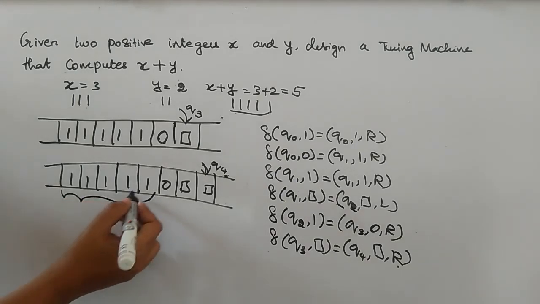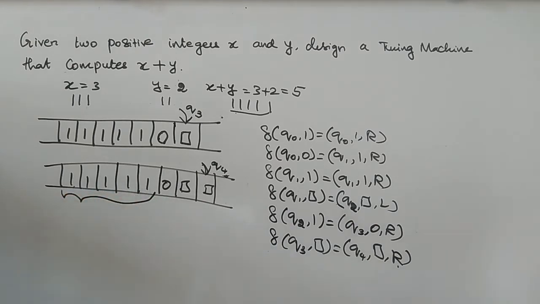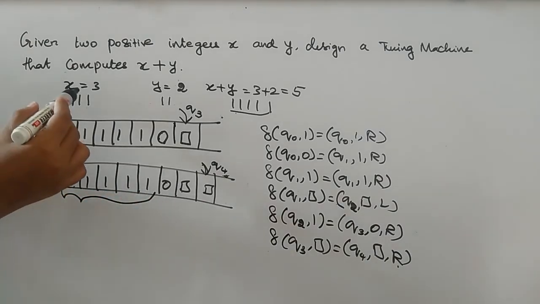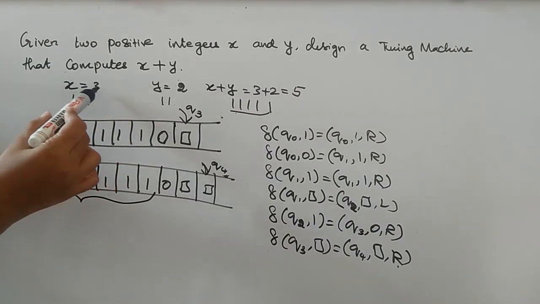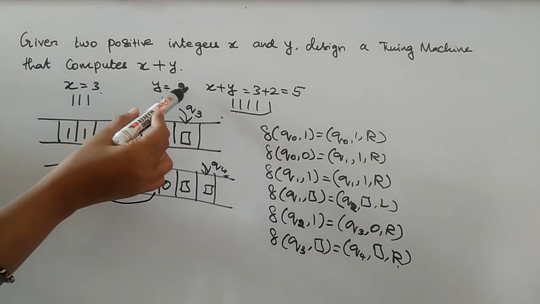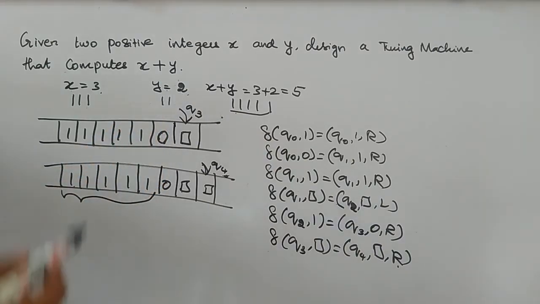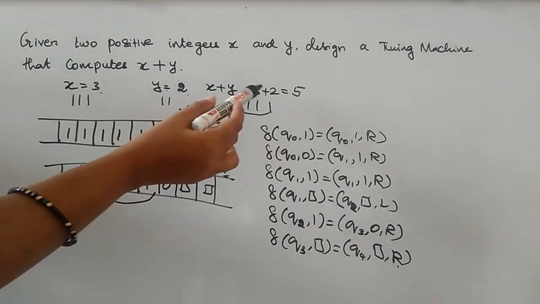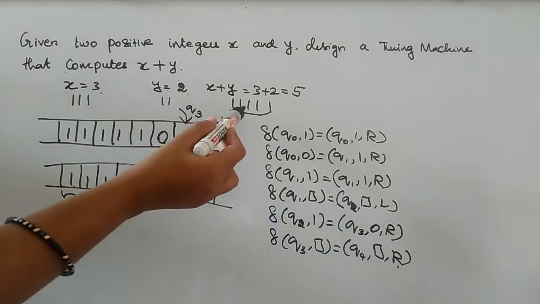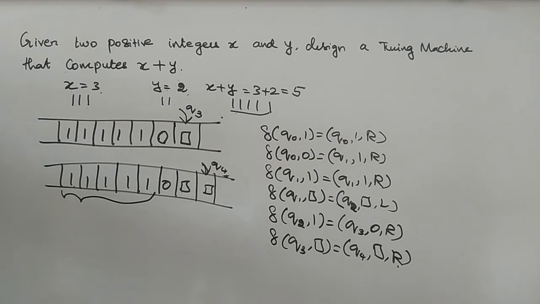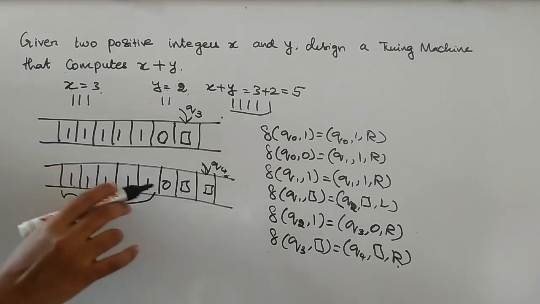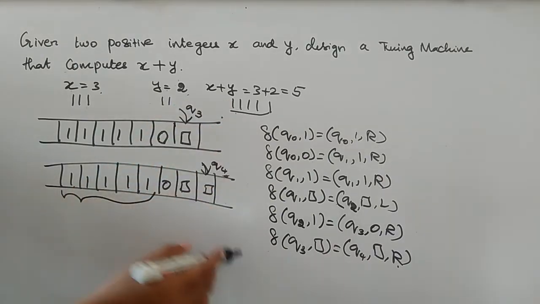Now just notice this diagram. How many ones did we get here? We got 5 ones. What's the value of the sum of x and y here? Here the value of x is equal to 3 and the value of y is equal to 2. So the sum of x and y is equal to 5. So as we have discussed, we got 5 ones here. So with this, we can stop the transition since we have reached the final state.